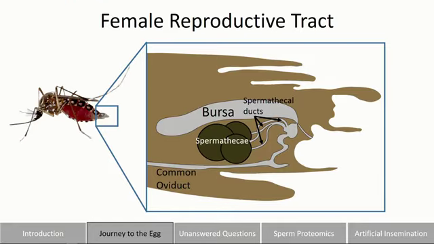I want to take this moment to highlight that I'm using Aedes aegypti as a model. So that's a culicine mosquito. But the anopheline mosquitoes, our malaria vectors, are going to have a bit different morphology. They won't have this bursa, and they've only got 1 spermatheca. So not everything I say here may be generalizable to all mosquitoes.